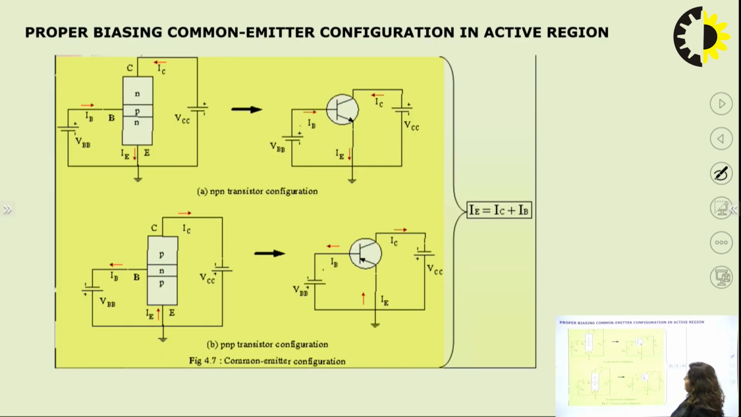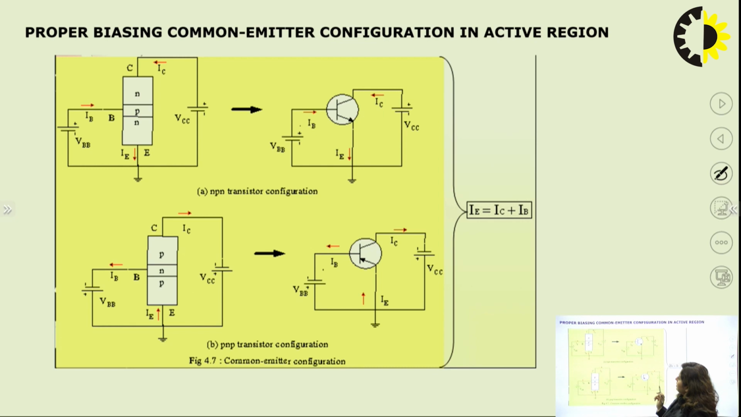So proper biasing of the common emitter configuration in the active region is given here. In the first diagram, we have an NPN type of transistor, and we have taken the common emitter configuration. That's why the emitter is grounded, and the voltage is provided at the base, that is VBB, and similarly the voltage is provided at the collector, that is VCC. Here positive is connected to the N side and negative is connected to the N side. Similarly here positive is connected to the P terminal and negative is connected to the N terminal.